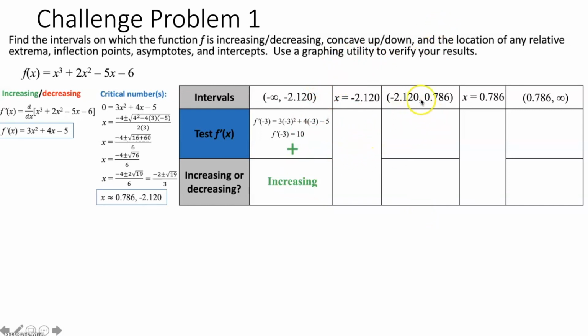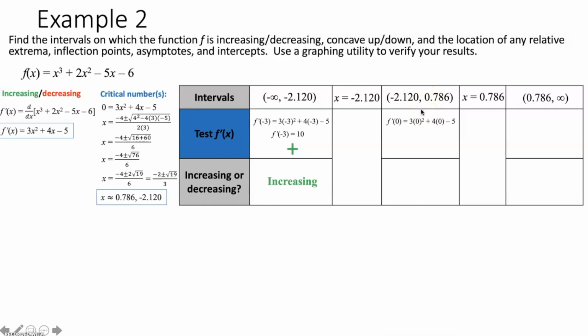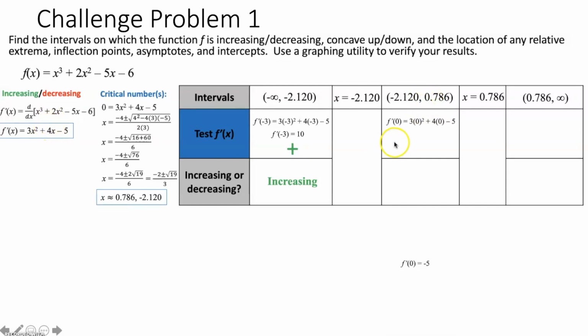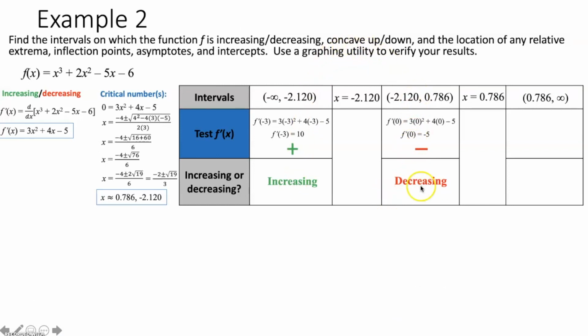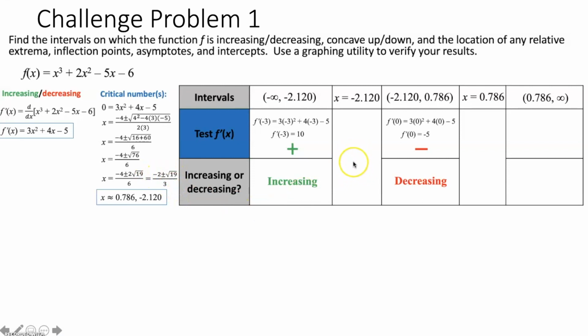So here, I pick a test x value on this interval. How about 0? So I plug in 0 to this first derivative and I simplify. I end up getting negative 5. We don't care about the 5, we care that it's negative. Because it's negative, that means the derivative of this function on this given interval is negative, meaning the slopes of the tangent lines to the curve of this function on this given interval are negative, meaning that this function on this given interval is decreasing. Now we know that our function goes from increasing to decreasing at x equals negative 2 minus rad 19 over 3, or about negative 2.120. Because of that, we know that there must be a relative max here by the first derivative test.